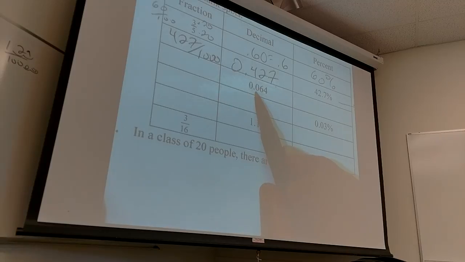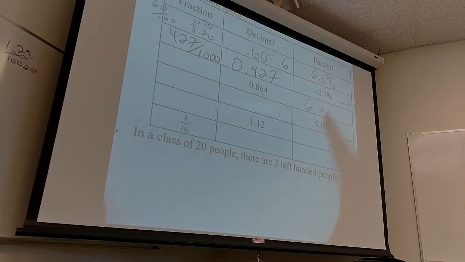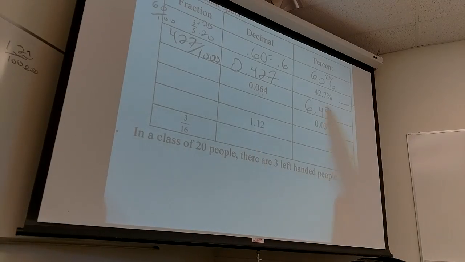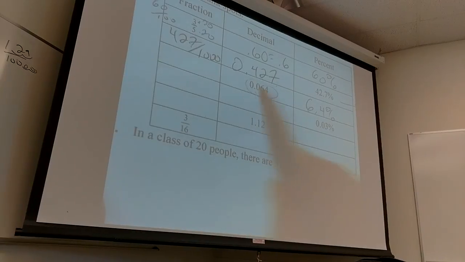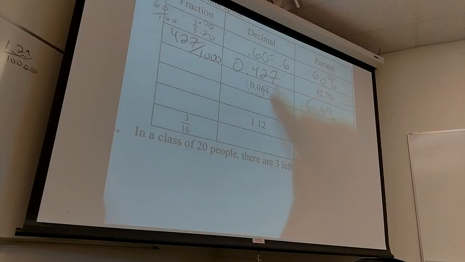Which way? All right, so 1, 2. So it'll be 6.4%. And again, just to reinforce what I said earlier, see how that number, 6.4, is bigger than the decimal one. So the percent number will always be bigger than the decimal number.